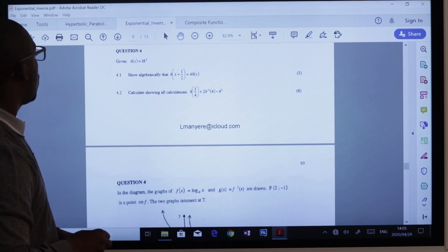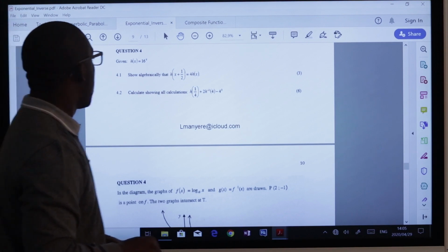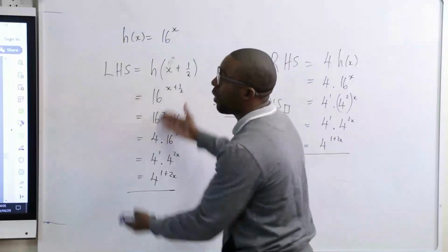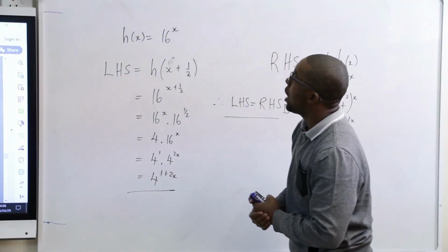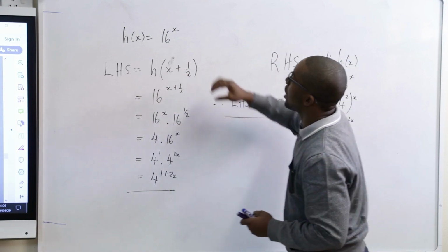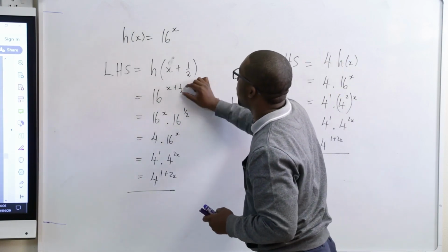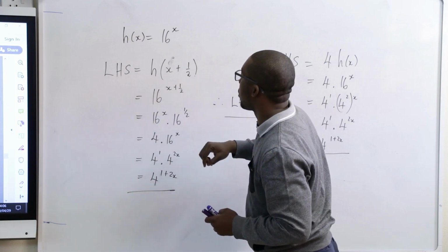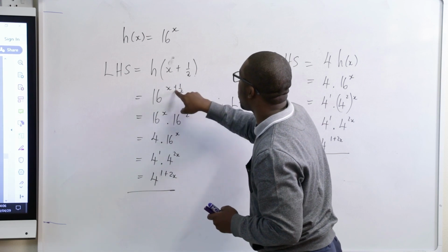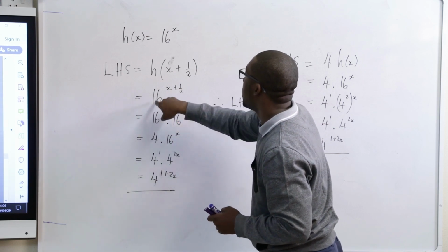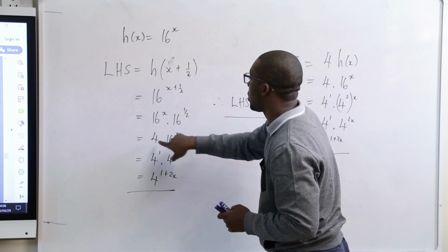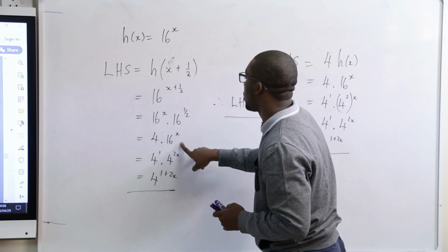Calculate showing all calculations. Here, this is functional notation where I am simply substituting x plus half wherever there was x. So I removed this x and put x plus half. That's what I did. Then I used laws of exponents to break it up. This is 16 to the x dot. Because of the plus, it means they were multiplying. 16 to the half. 16 to the half is root of 16, which is 4, dot 16 to the x.